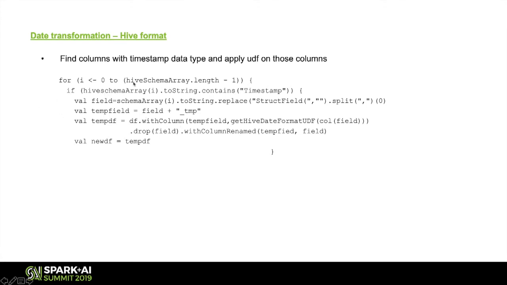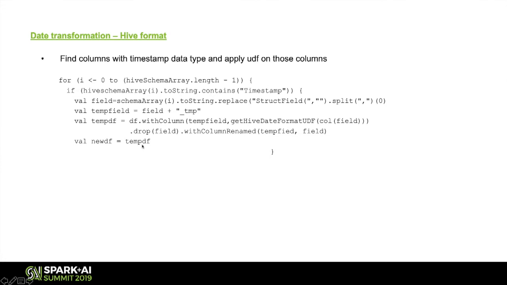Here you see, the first thing I have to check is where my timestamps are in my target Hive structure. So you get the list of timestamps here. Then you apply this UDF on that column. What this code is doing is, it finds the timestamp and creates another column called _TMP with the corrected timestamp. Once the corrected timestamp is done, it drops the original column and renames it back to the original name. So now you have taken care of the date.